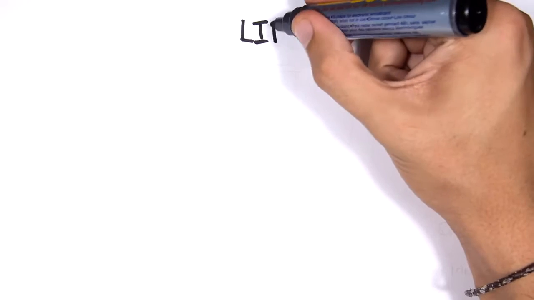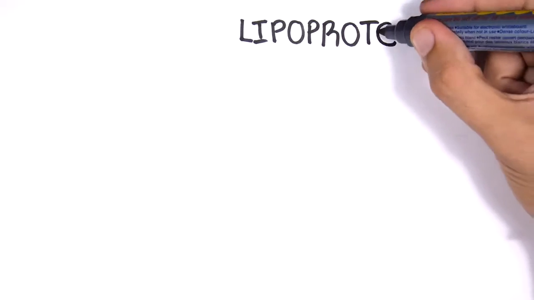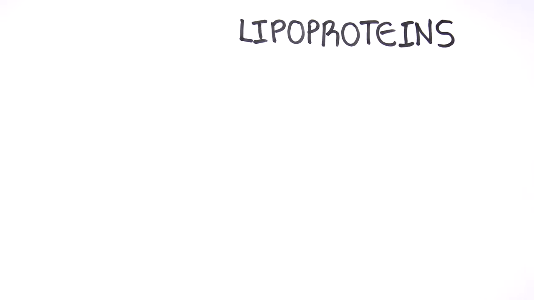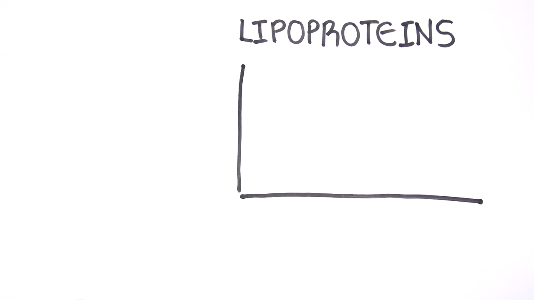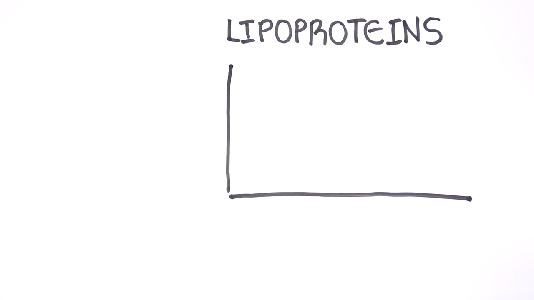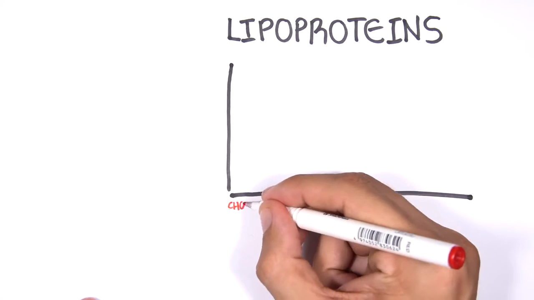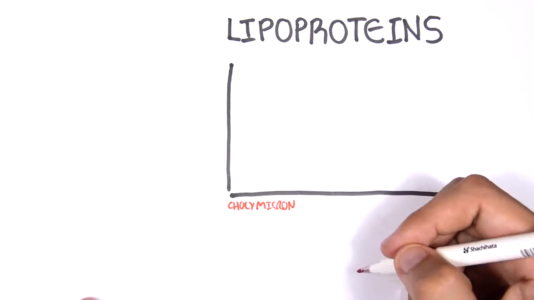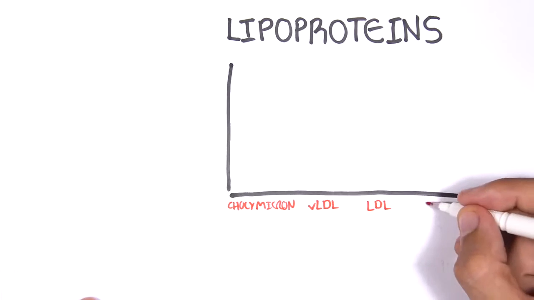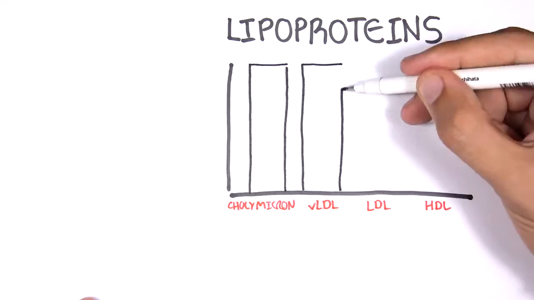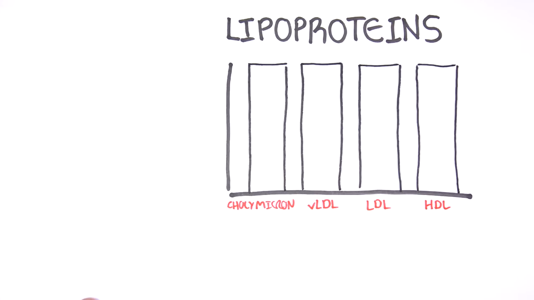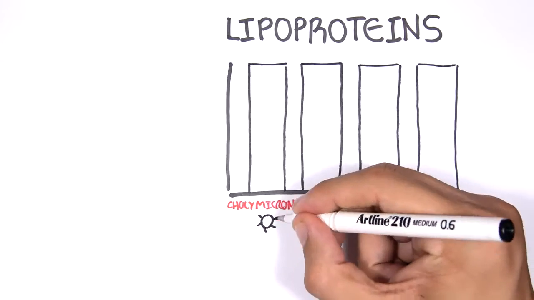In this video, we will look at lipoproteins. Lipoproteins are basically fat, lipo, and proteins. And there are different types of lipoproteins. You can say that there are four types. These are chylomicrons, VLDL, very low density lipoproteins, LDL, low density lipoproteins, and HDL, high density lipoproteins. Here I am just drawing how they will be represented in this diagram.